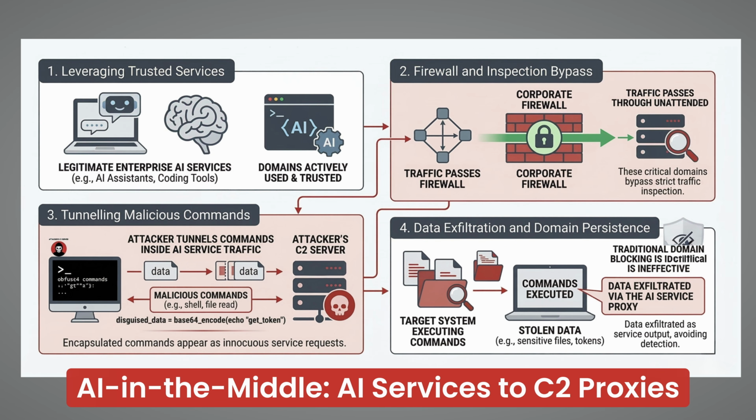Then we have AI in the middle, turning AI services into C2 proxies. Researchers have demonstrated how to turn legitimate web-based AI services into command and control proxies. Because services like AI assistants and coding tools are trusted, their traffic passes through corporate firewalls without much scrutiny. Attackers can tunnel malicious commands through them as though they are a legitimate business tool. Traditional domain blocking doesn't help because these are domains your organization actively uses. That's the threat landscape your AI tooling is operating in.